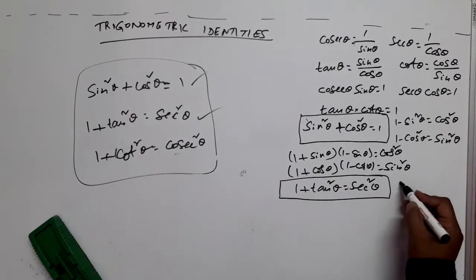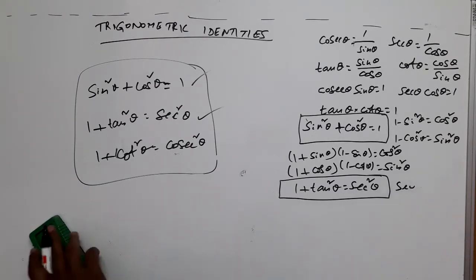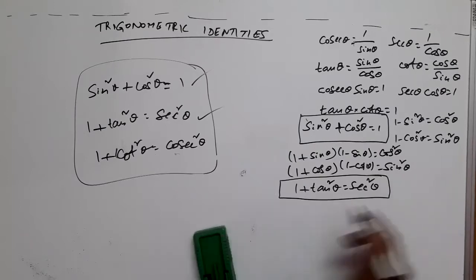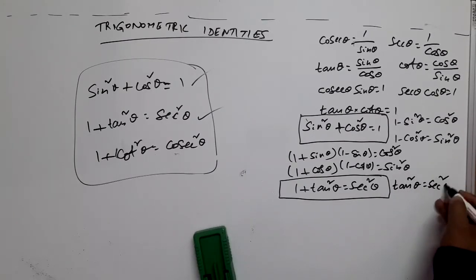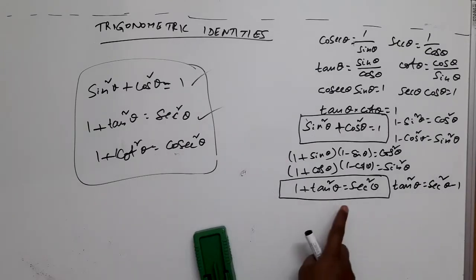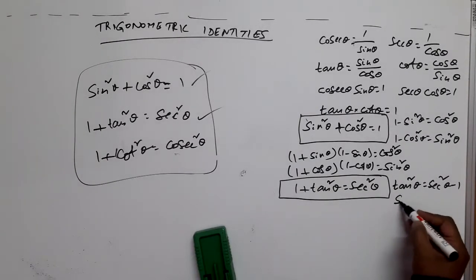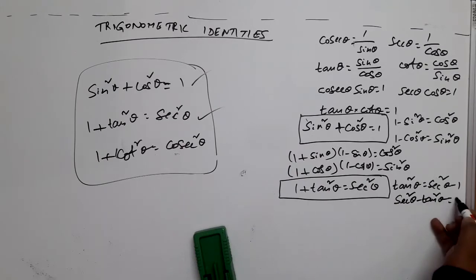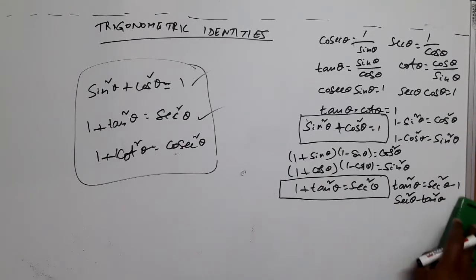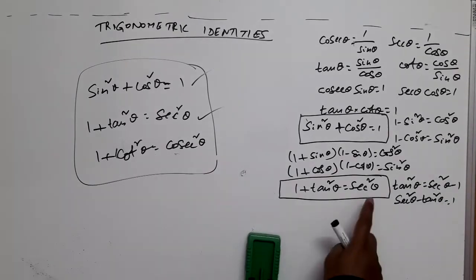Can I write like this? Secant square theta minus 1 is tan square theta. So tan square theta can be written as secant square theta minus 1, right? Can I write like this? Yes. In the same way, secant square theta minus tan square theta is 1, is it not? Yes. Secant square theta minus tan square theta is also 1.